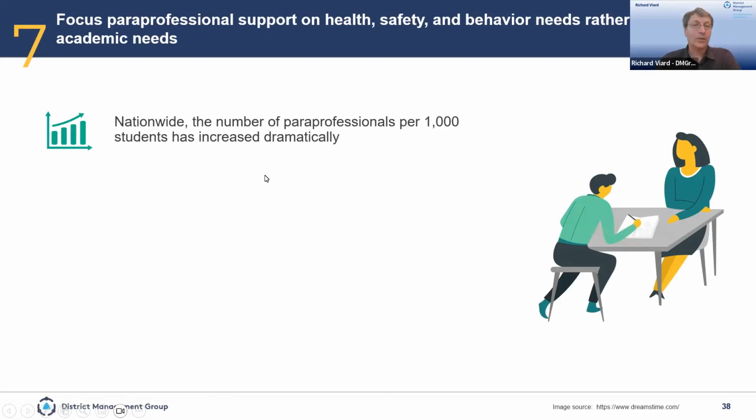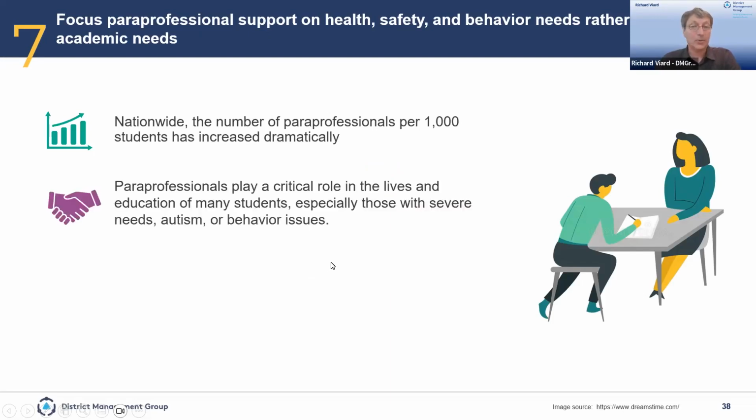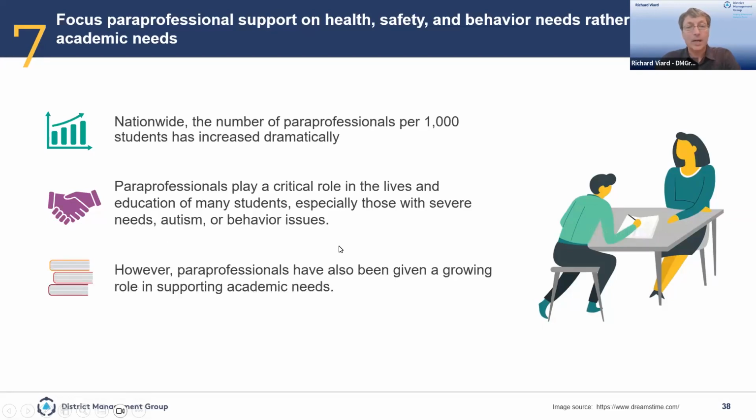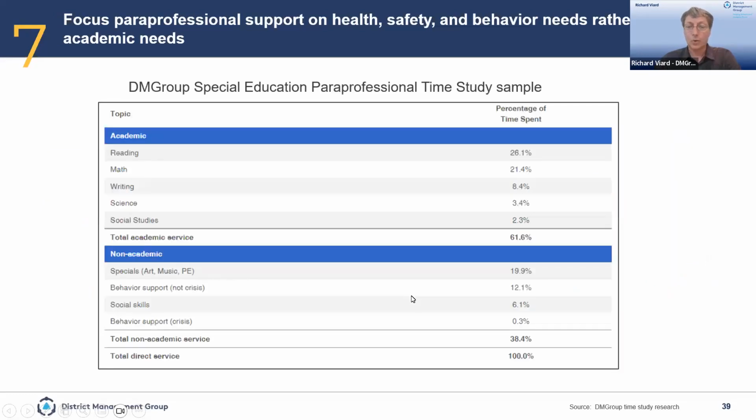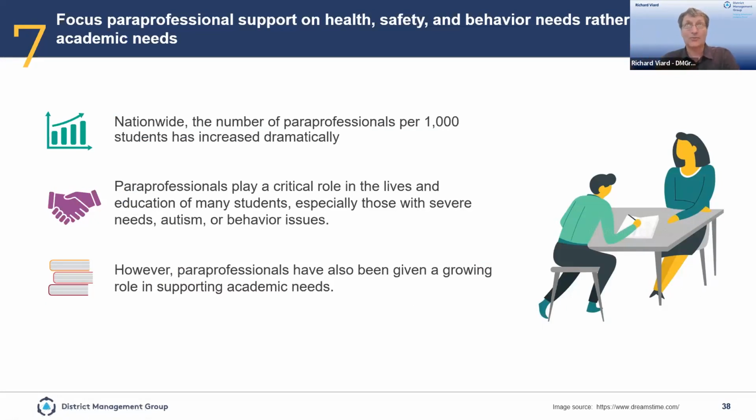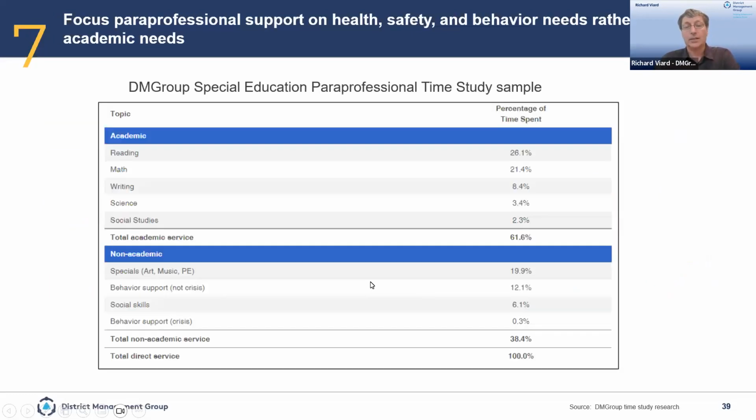Nationwide, the number of paraprofessionals per 1,000 students has been increasing. Paraprofessionals play critical roles, as I said, in the education of students. However, paraprofessionals are also given a growing role in supporting academic needs. So if we go back to thinking about the most qualified teacher, this might not be the best role for a paraprofessional. Now, some paraprofessionals may be very skilled, and that is okay, but in general, they don't have the research-based knowledge to provide those services.